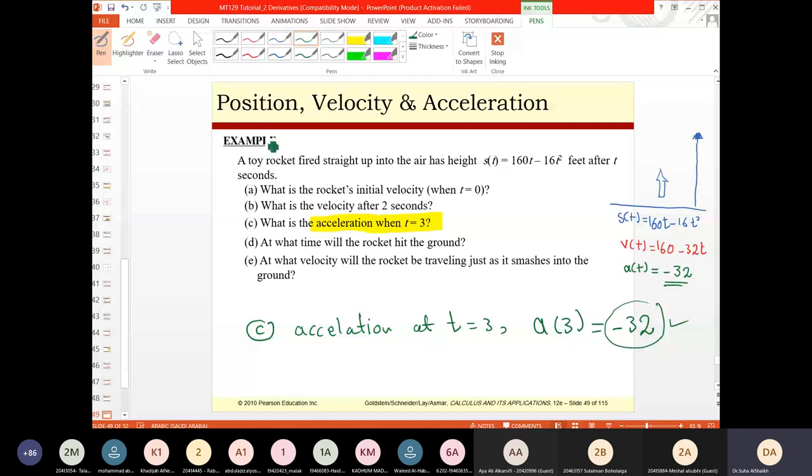Now part D of the question, this is a tricky one. At what time will the rocket hit the ground? No, hitting the ground is not when the velocity is 0. It's when S is 0, Ahmed. When S is equal to 0, right or not? So the question is at what time? They are asking about the time. This is the first thing I know. When it hits the ground, that means when S of t is equal to 0. Notice it was here at the ground, it goes up, up, up, and then it falls down again, right?